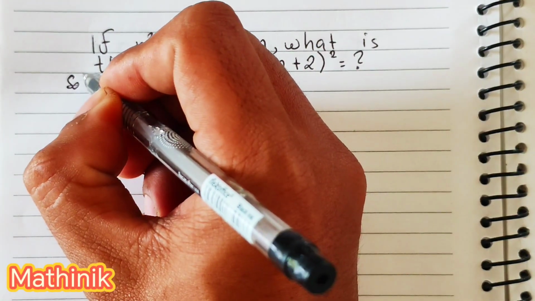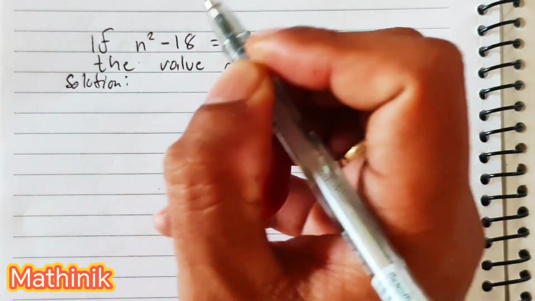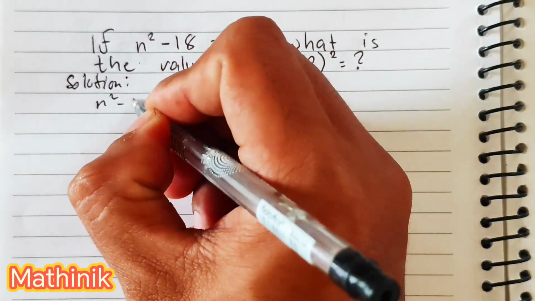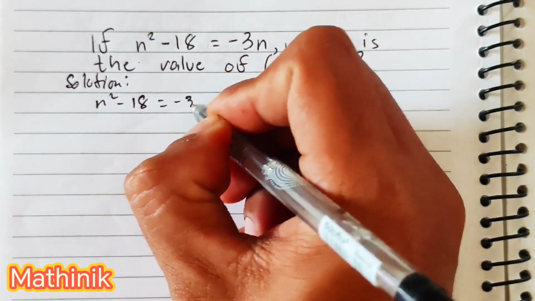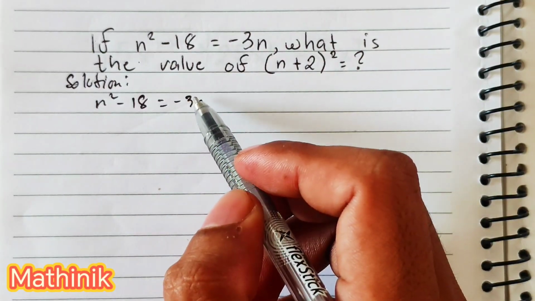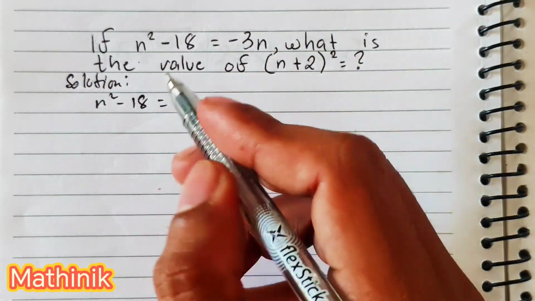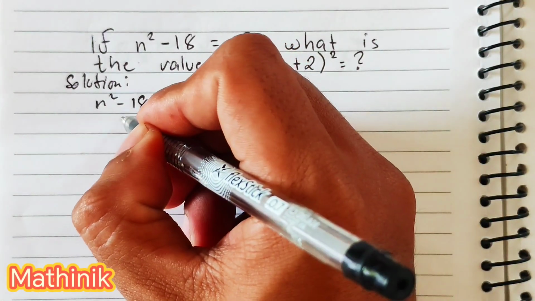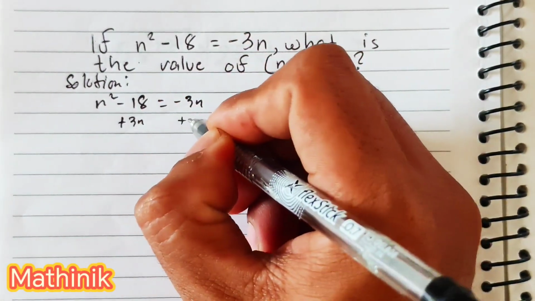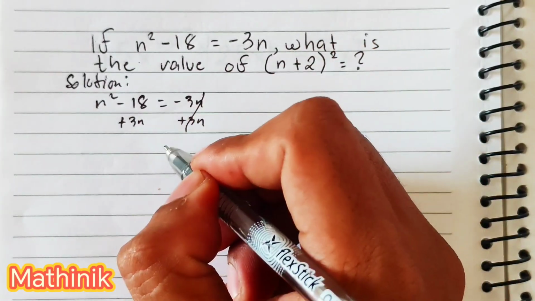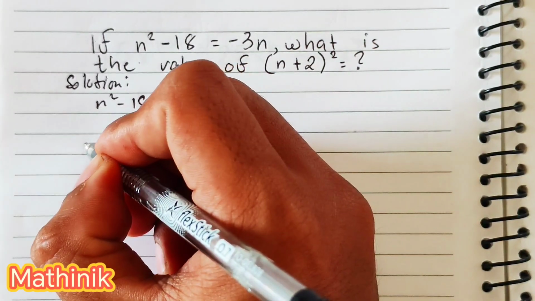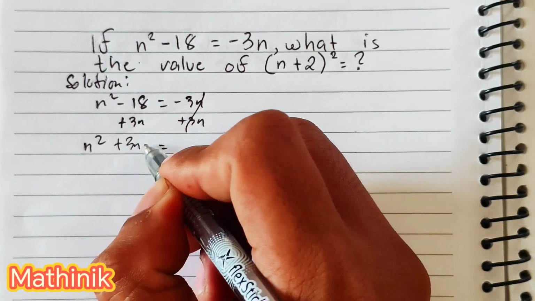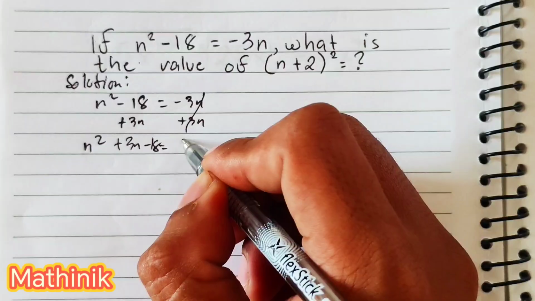So our solution is, we write this first into standard form. So we have n squared minus 18 is equal to negative 3n. In order to move this negative 3n to the other side, we apply the addition property of equality. So we add positive 3n to both sides. This will be cancelled. So we have n squared plus 3n minus 18 is equal to 0.